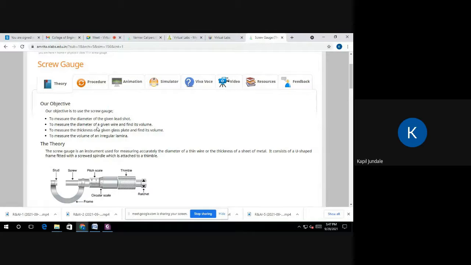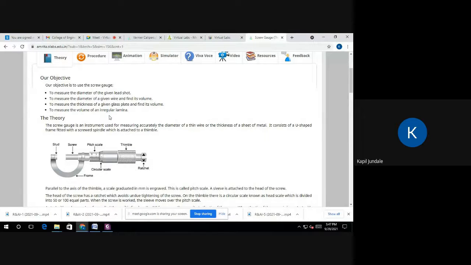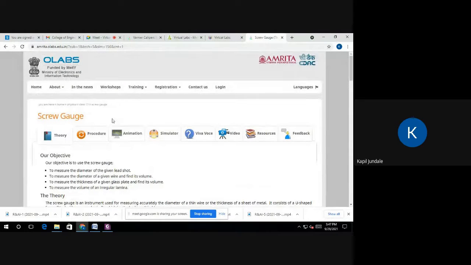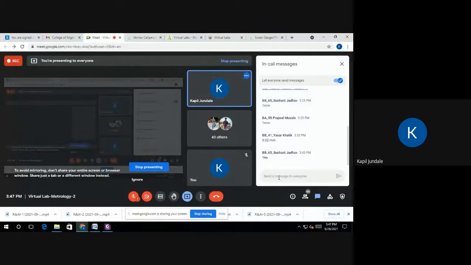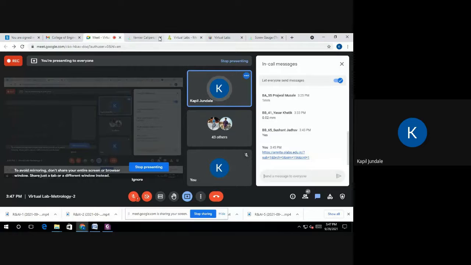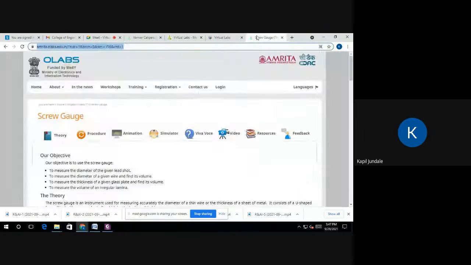Again, measure the diameter of a given wire and find its volume. We have to find out the volume. Measure the thickness of a given glass plate and find its volume. Measure the volume of an irregular lamina. I will first provide the link for this one. You can use this for the micrometer. Everyone open it and check. Just open that laboratory.